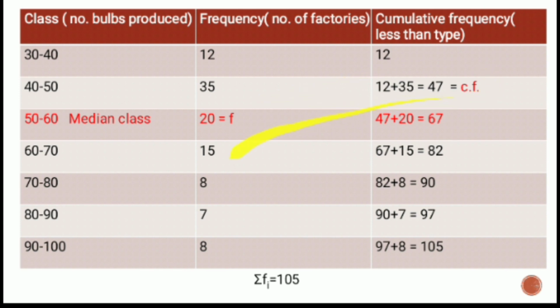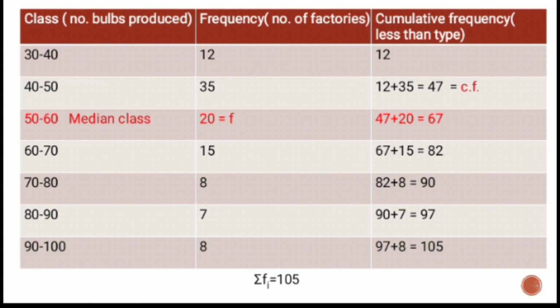Just add 47 plus 20, that gives you 67. 67 plus 15 gives you 82. 82 plus 8 gives you 90. 90 plus 7 gives you 97, and 97 plus 8 gives you 105. So guys, the summation of frequency and this cumulative frequency is equal, so our answer is right.